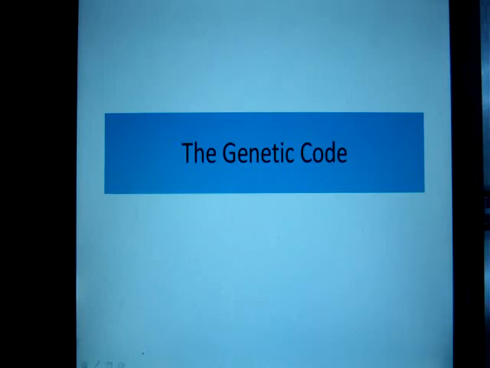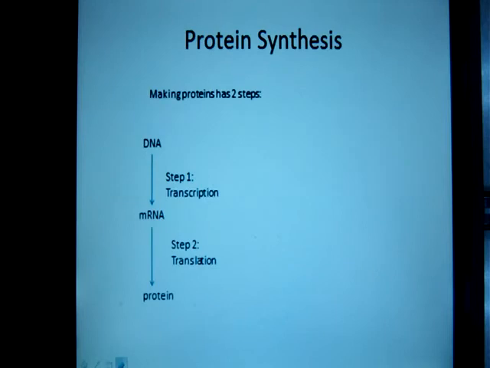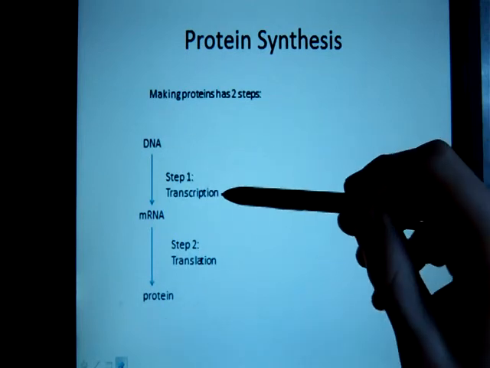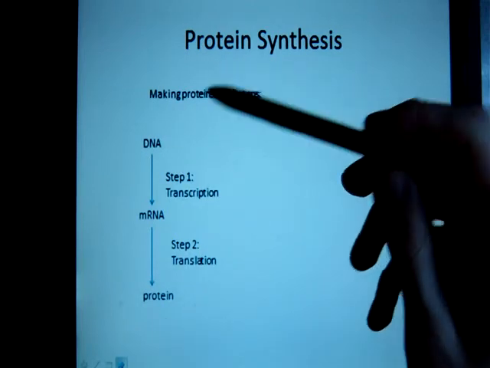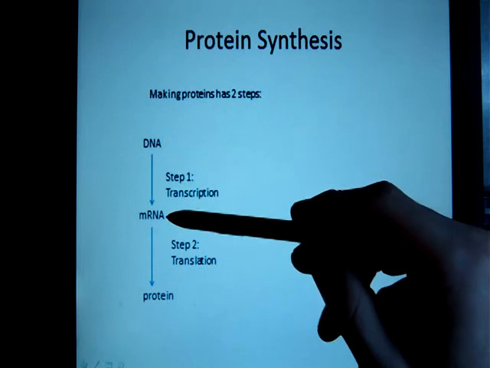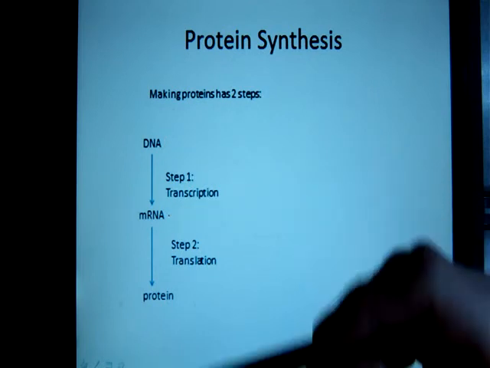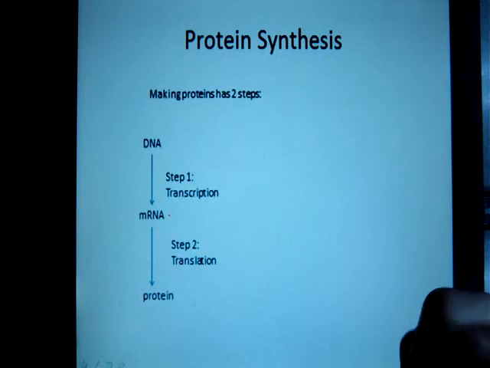Let's talk about the genetic code. Now remember, the genetic code, and really this whole unit, revolves around protein synthesis. That is, how does the DNA cause the making of specific proteins? There was a two-step process, and the first step was called transcription, which involved taking the DNA in the nucleus and using it to make mRNA, a strand of RNA that acts as messenger RNA.